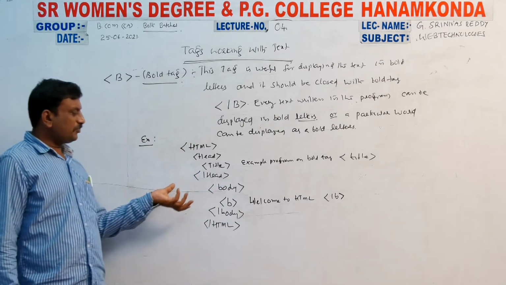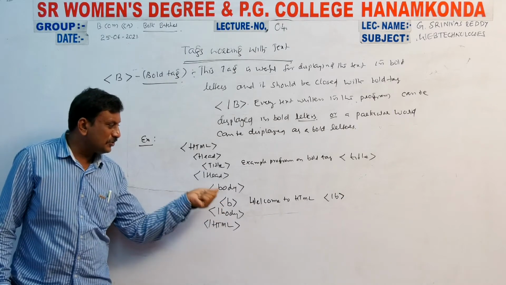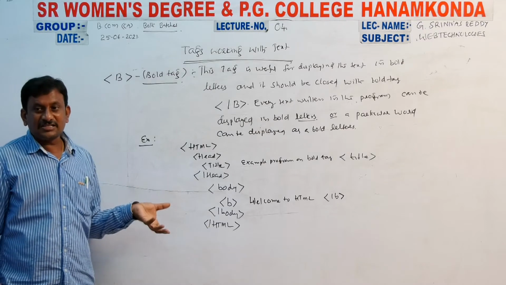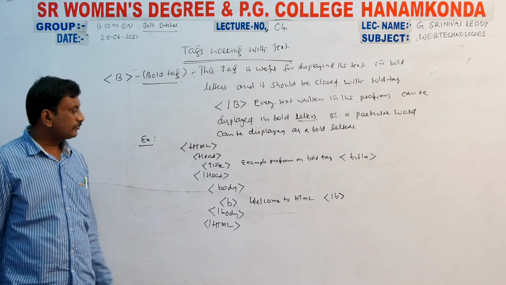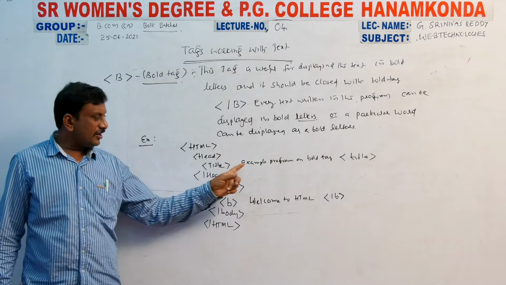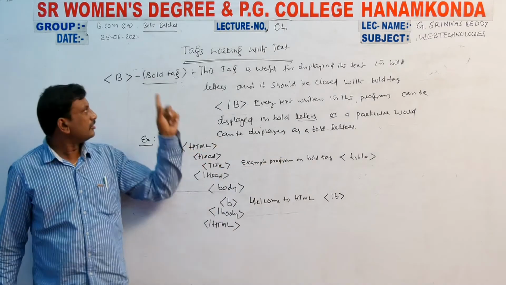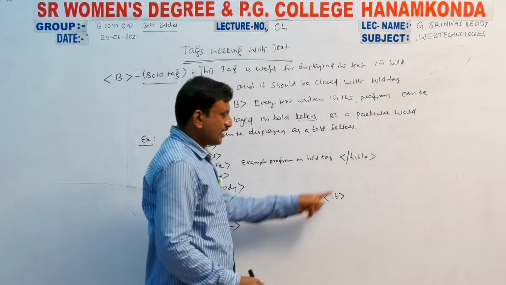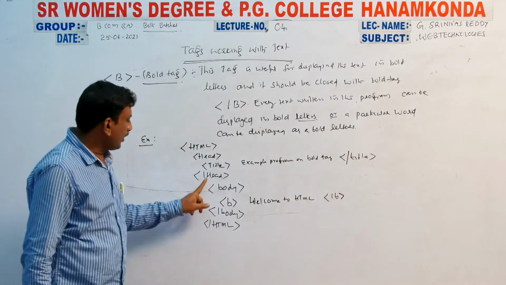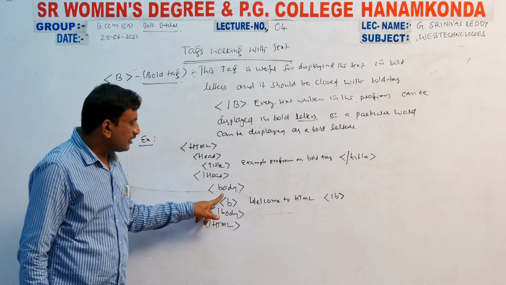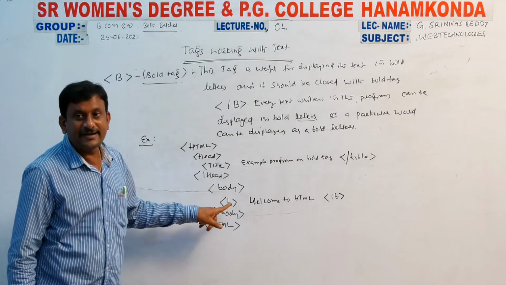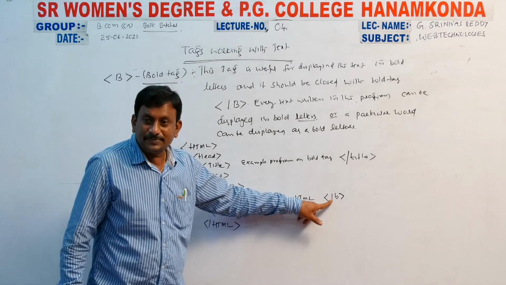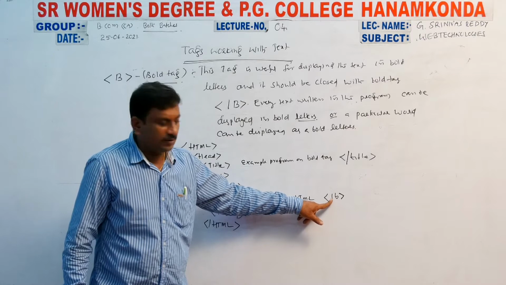This is a simple example of bold. The B tag can be used in a program. B means bold. The structure of HTML means HTML, head, title is optional, example program on bold tag, title close, head close. Next, the body can be started. The body has one tag, called B. Welcome to HTML, and B close, that means the corresponding bold tag is closed.